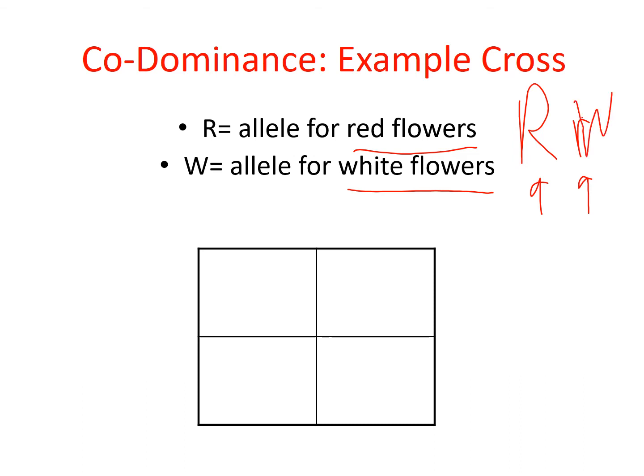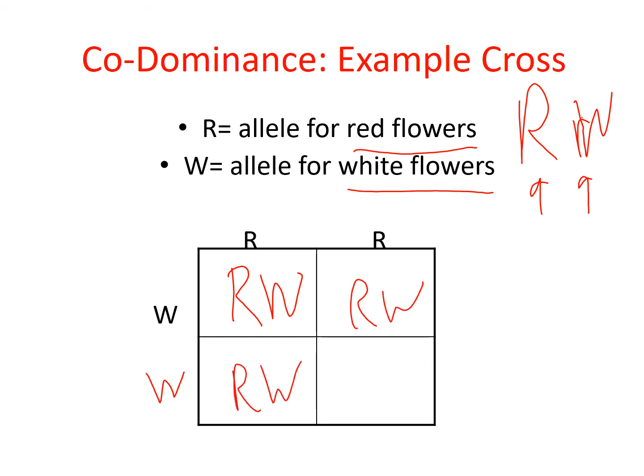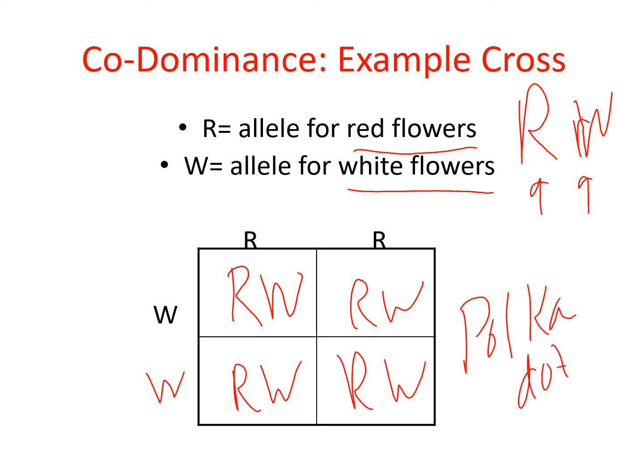So let's go ahead and do the box. Here's our red, here's our W. So this is going to be RW. I'm not sure if I have another W, but if it pops up. And then RW, RW. So all of these come out polka dot. This is what I call polka dot, okay, because it shows both of the colors.